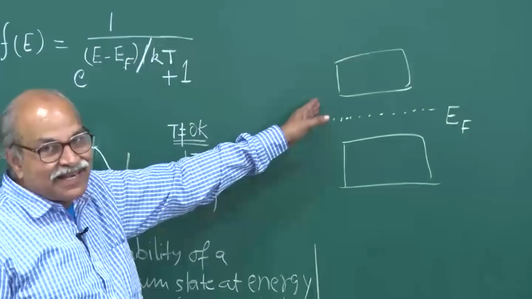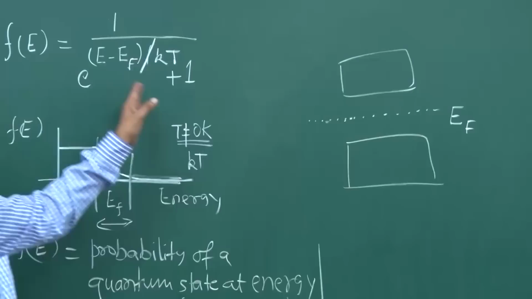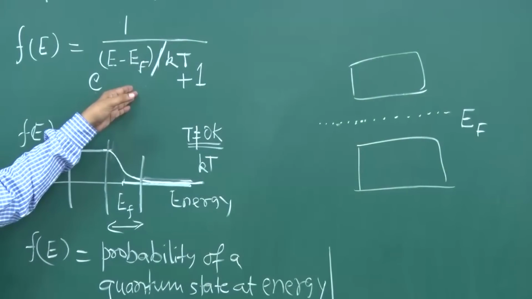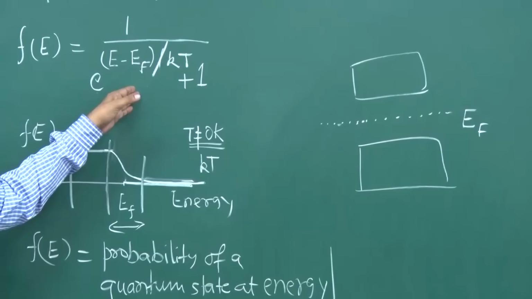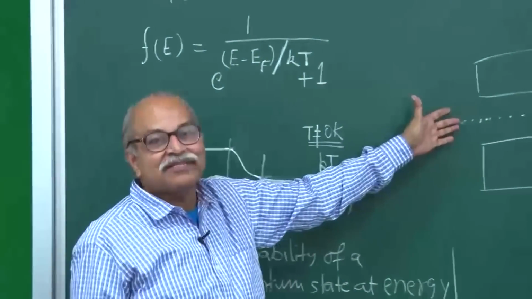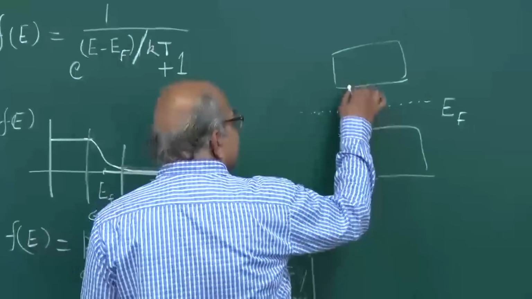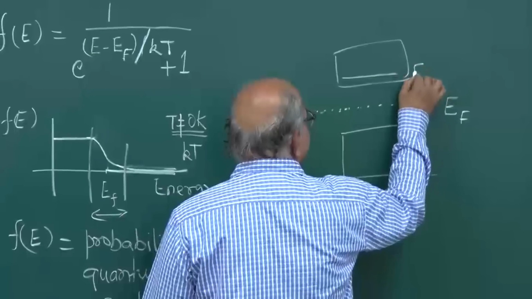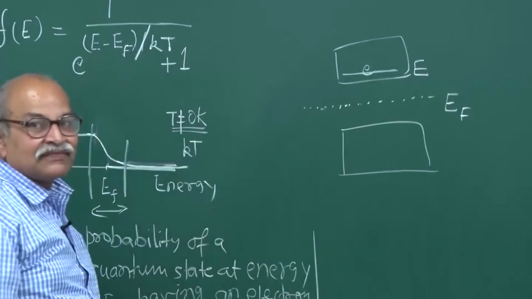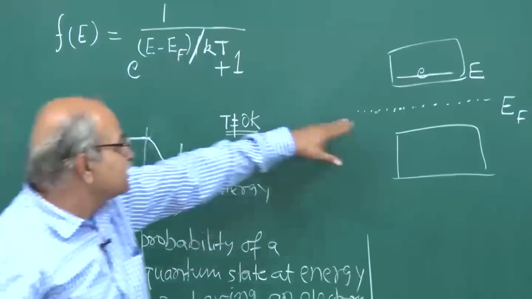In this case, EF is somewhere here. There is no quantum state here. So although the probability at E equal to EF is 1 by 2, there is no quantum state there, so that question is out. But you have to measure from here. If there is a quantum state here at energy E, what is the probability that it will have an electron? You have to calculate that probability using this EF, and that EF is here.